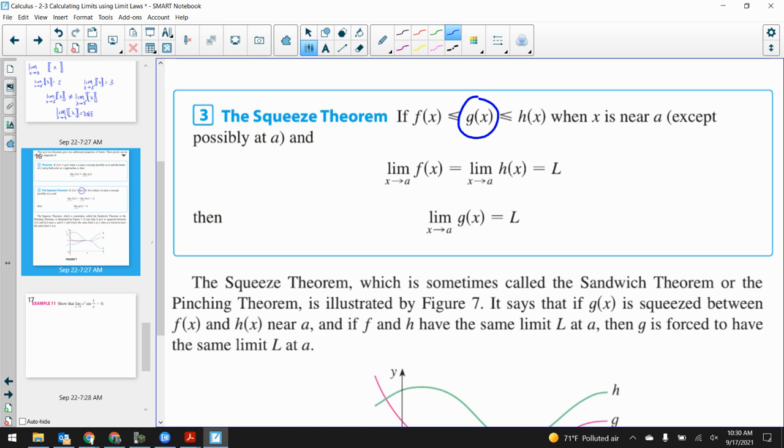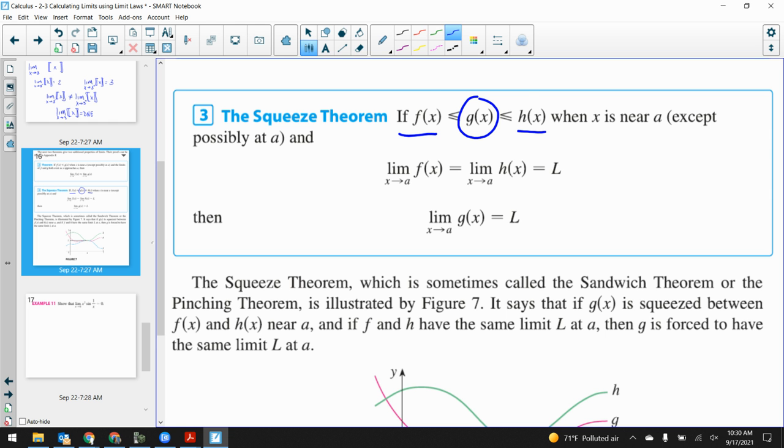So therefore, if you can say that the limit of f of x is a certain number L, and the limit of h of x is that same number L, so maybe I know the limit of this thing is 2, and I know the limit of this thing is 2, well, what does that make you assume about the limit of g? It must also be 2 as well, right?